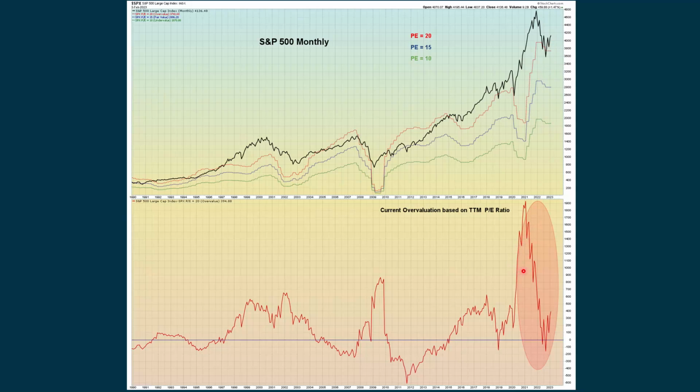This chart down below takes the value of the red dashed line and the S&P and computes them together. When we're above this zero line, that means the S&P is expensive. When we get down below it, the market is coming back in line. Currently, we're expensive on a trailing 12-month basis.